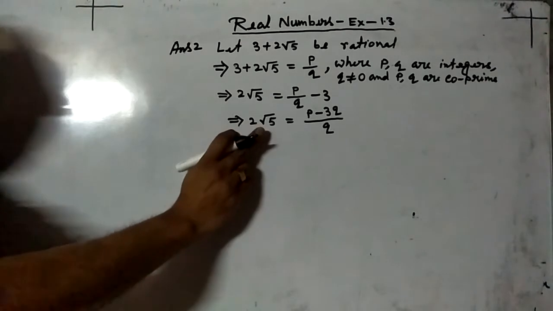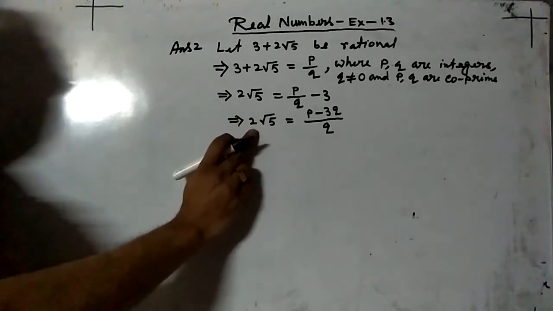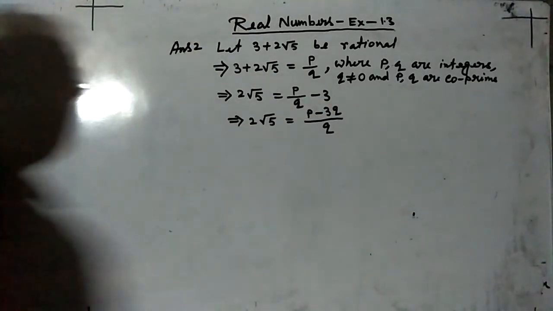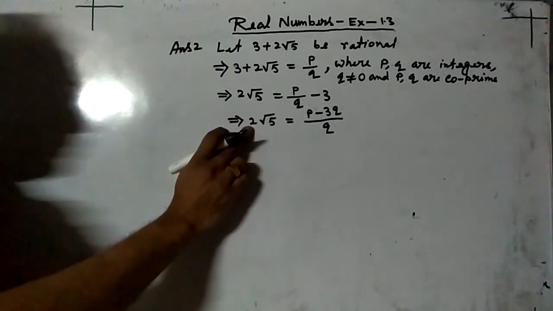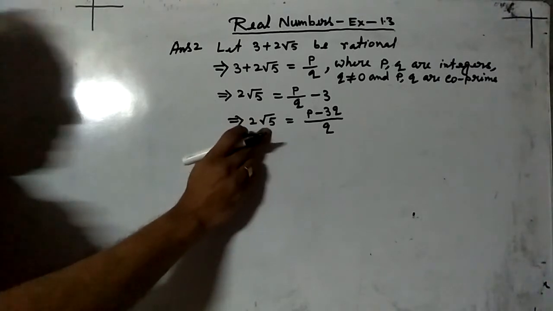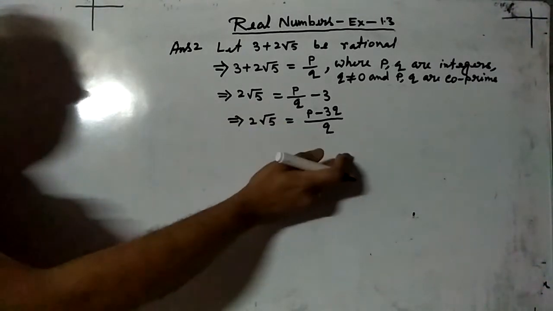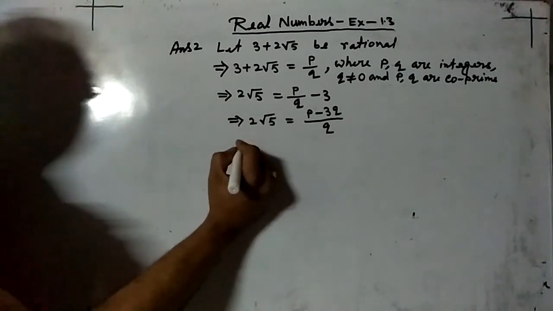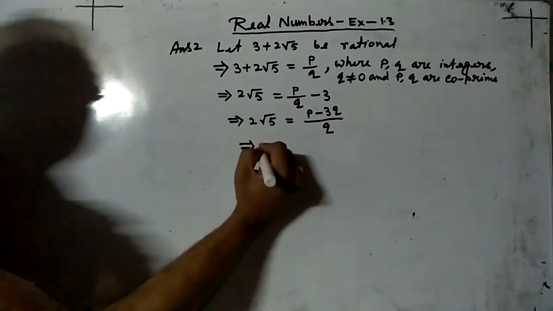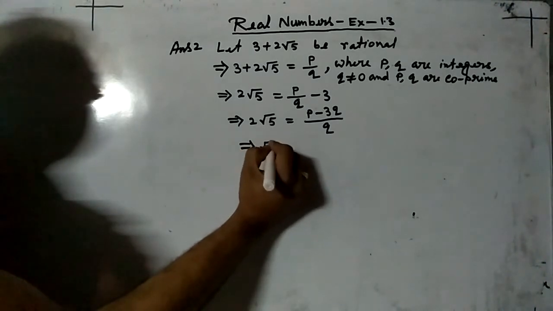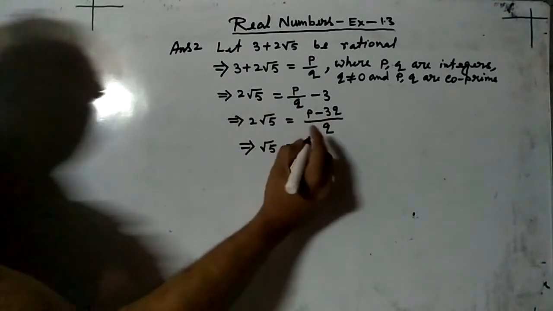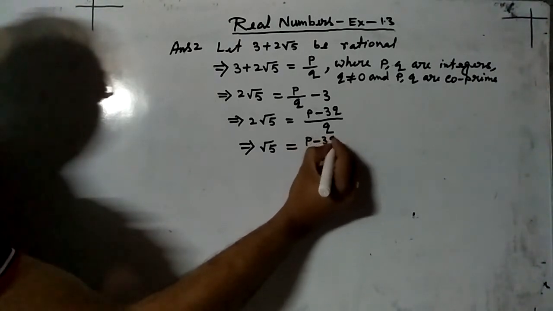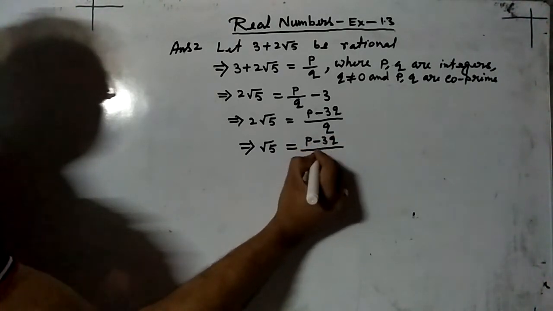Now see, only root 5 will be on the left hand side. All other rational numbers we will bring to the right hand side. Now 2 is a rational number and 2 is in multiplication. If we bring 2 to this side, then 2 will come in the denominator. Right? So root 5 equals, bring this to the right hand side, so it is p minus 3q. Bring 2 in the denominator. This is 2q.